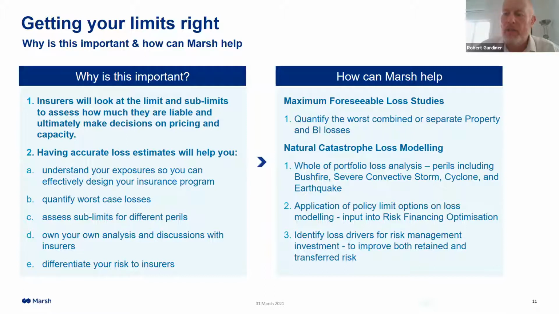The second key area is around natural perils, and we've seen over the last decade some very large, significant claims around natural perils. And so it's about being able to articulate your risk profile to insurers around what your exposure to natural perils is, be it flood, hail, cyclone, bushfire, earthquake. It's important for you to understand what those losses might potentially look like, so which locations are exposed to those perils, and then ultimately have an understanding of what those losses might look like.